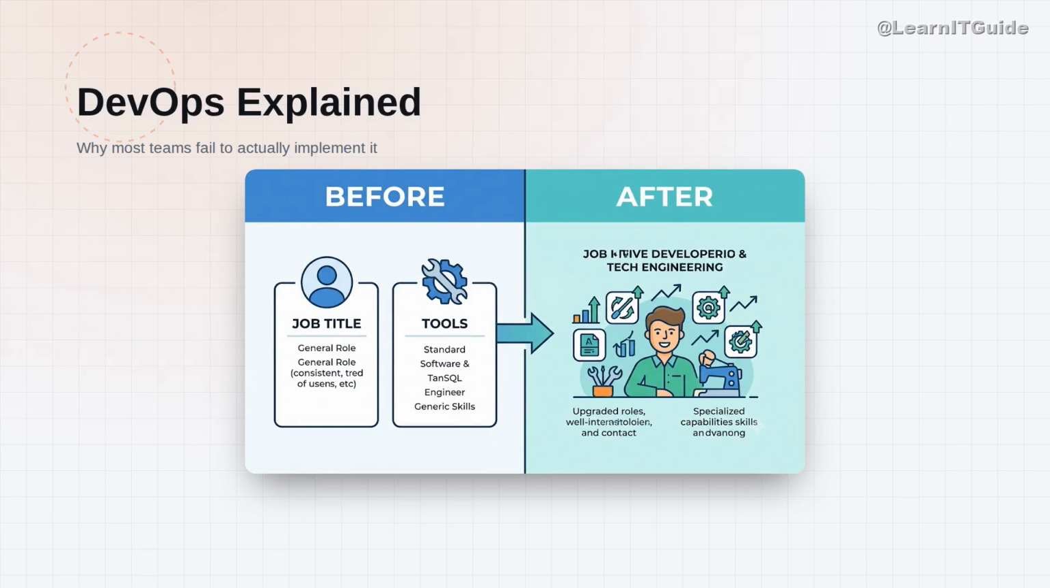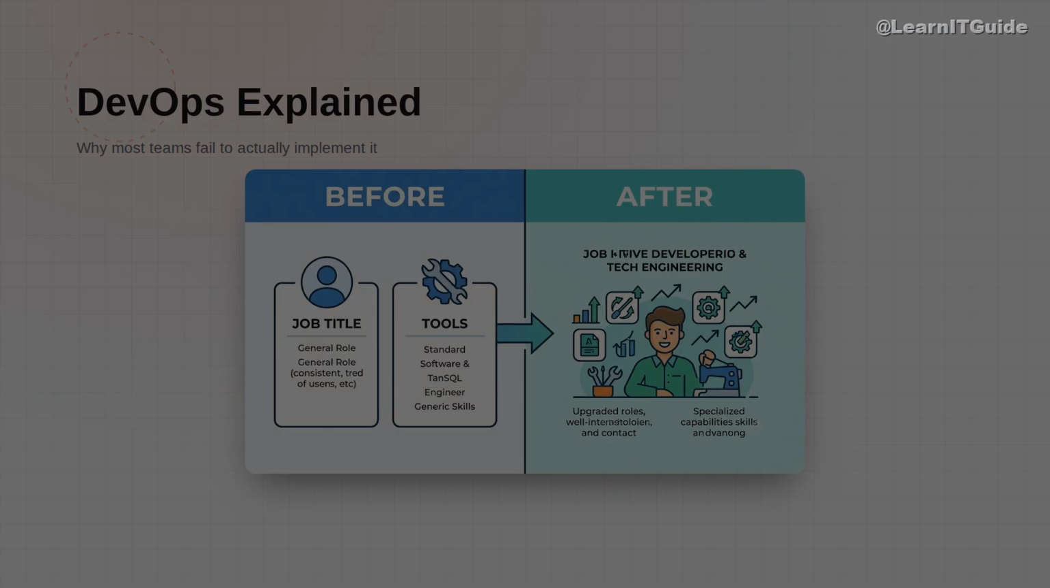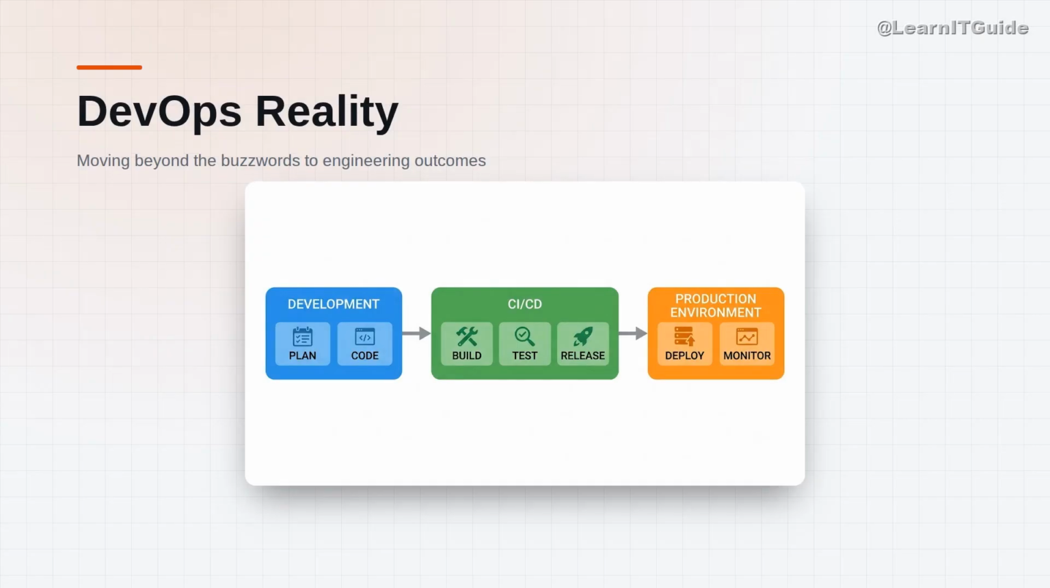In this video, I am going to explain what DevOps really is. Most engineers get this wrong. They think it is just a job title or a set of tools, but it is actually a fundamental shift in how you build, deploy, and maintain software. I have seen this one concept make or break entire engineering departments. So what does it mean to actually do DevOps in a production environment?